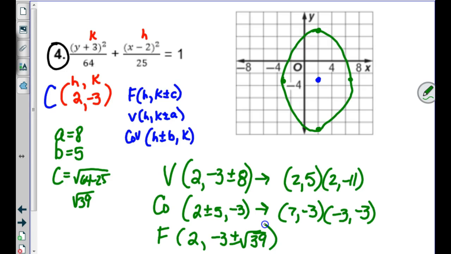Did you get there? If you did -3 plus the square root of 39, you get 3.2. So this one is at x equals 2, up 3.2. So the other one would be about that same distance inside here. All right. Feeling like ellipses are pretty easy, yes?